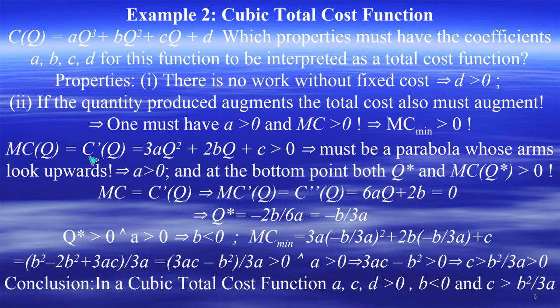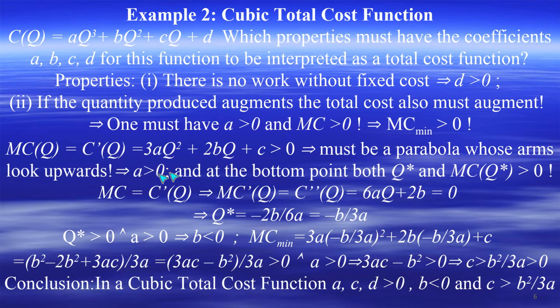All right. What is the marginal cost function? It's C prime Q, the first derivative of the total cost function, which is 3aq squared plus 2bq plus c, plus d, which is a constant, so its derivative is zero. So we obtain marginal cost equals 3aq squared plus 2bq plus c, and this should be greater than zero. So this is a parabola, and it should be a parabola with arms looking upward.